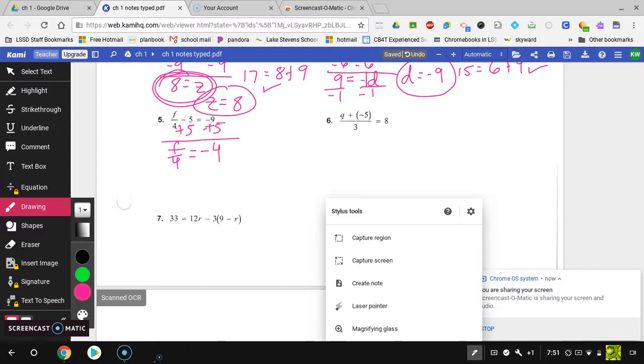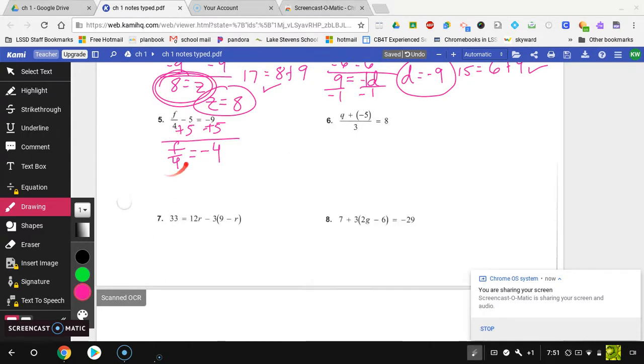So now we have to get rid of our 4 that we are dividing by here. F over 4 means f divided by 4. Dividing by 4 can be undone by multiplying by 4. 4 divided by 4 cancels out and leaves us with just f, and then we need to multiply the other side by the 4. Remember, whatever we do to one side, we have to do to the other side of the equation. So negative 4 times 4 is negative 16. So we get f is equal to negative 16.